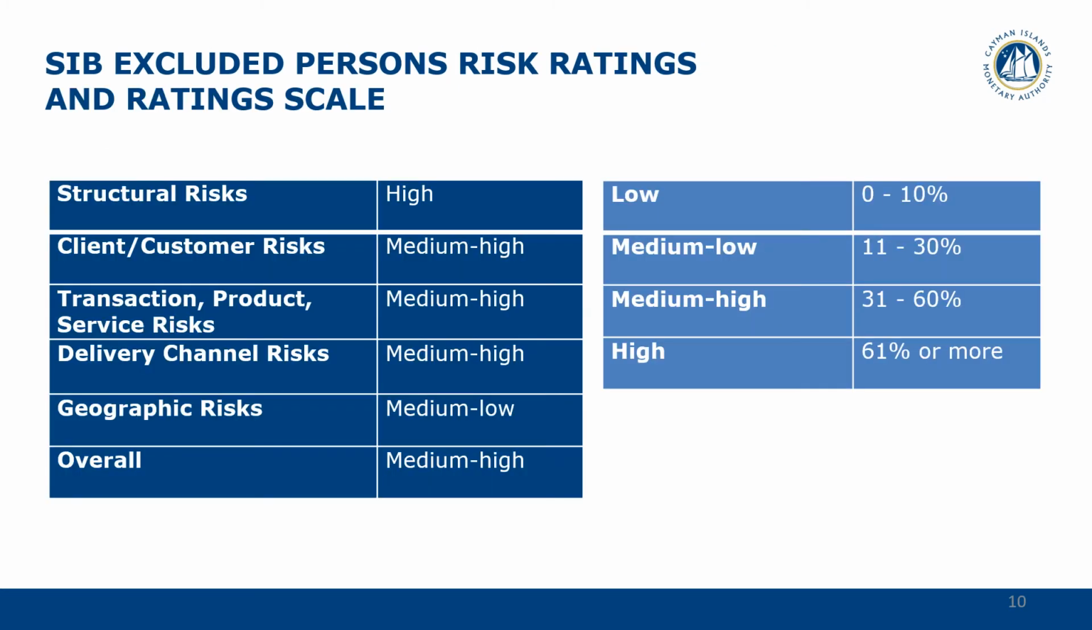So this is a high-level summary of each of the conclusions for those areas. Structural risks were considered high, client customer risk medium high, transaction product service risk medium high, delivery channel risk medium high, geographic risk medium low, and the overall risk rating medium high.